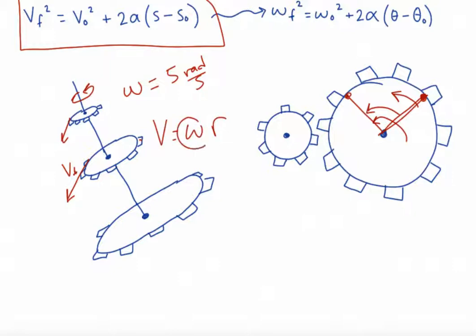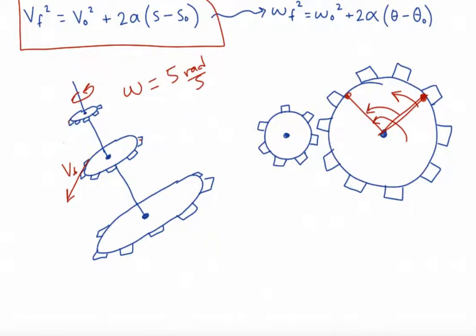Omega is constant among all three gears, but what's changing is the radius. If we have a radius here of 2 centimeters, here 5 centimeters, and here 10 centimeters, you multiply the omega, the 5 radians per second, by their radius, and the larger the radius, the larger the tangential velocity. Now moving on.